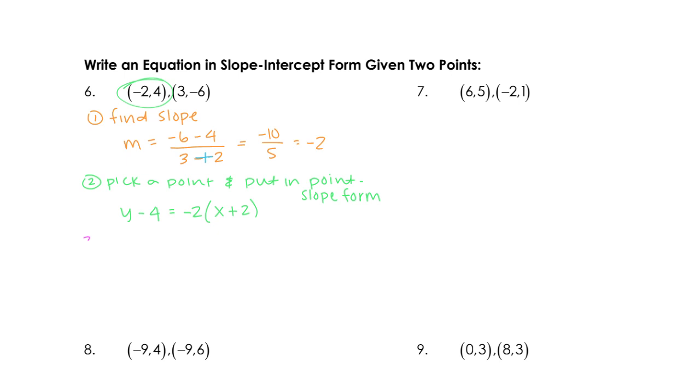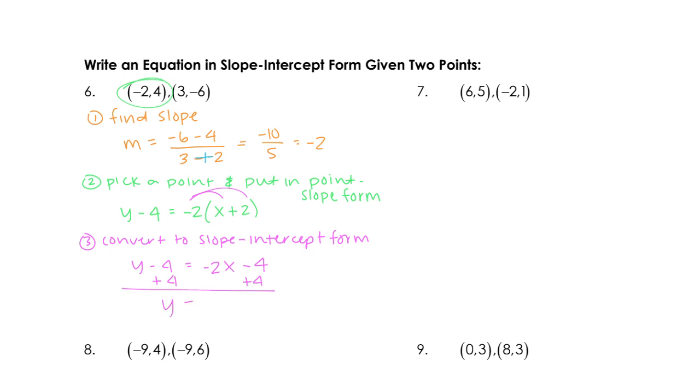Then from here, we convert to slope-intercept form. In order to do that, again, this is very similar to the front side. We distribute first. So we would have y minus 4 equals -2 times x, which would be -2x. -2 times 2 would be -4. Then we're going to add 4 to both sides to get that away from the y. So in this case, the 4's cancel out, kind of like one of the problems on the front. So we have y equals -2x, and that would be our final answer.